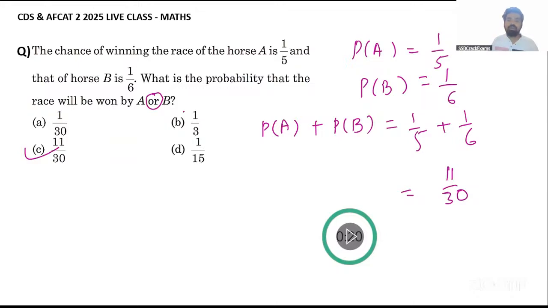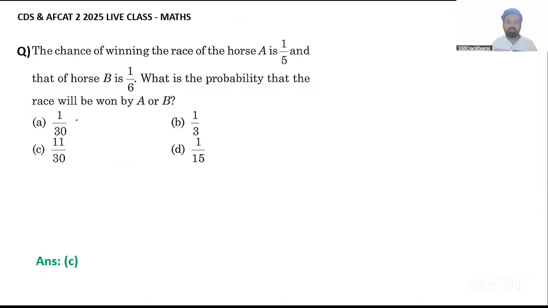If it was and, if it was saying what is the probability that the race will be won by A and B, now see, generally it is not possible that both horses will win. Either one will win or the other will win, like A will win or B will win. It is not possible that both win. So that's why here it was not given as and. Suppose in a different situation, not the case of a race, they asked A and B, in that situation you could have multiplied. So whenever it was and, you should multiply. And in case of or, you should add.